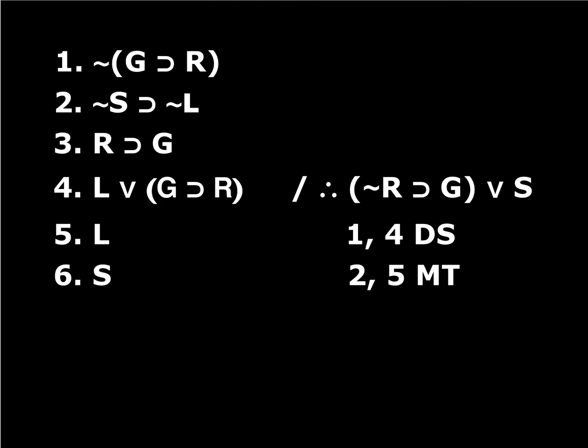The thing we need is one of the disjuncts, right? Do we have this disjunct? No. This is close, but it's not the same. This is if R then G, this is if not R then G. So that's actually not that disjunct. But we do have this one, right? We do have the second disjunct.